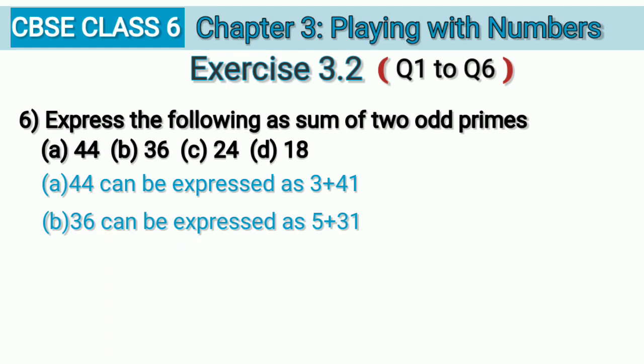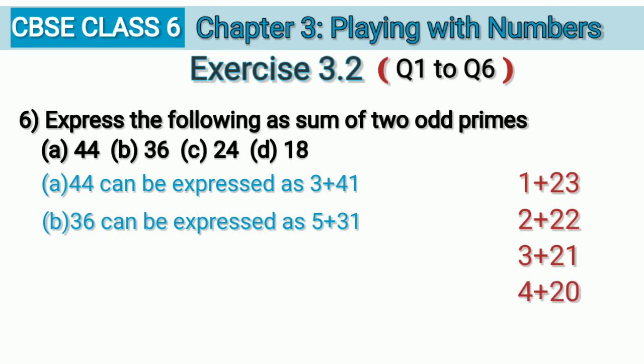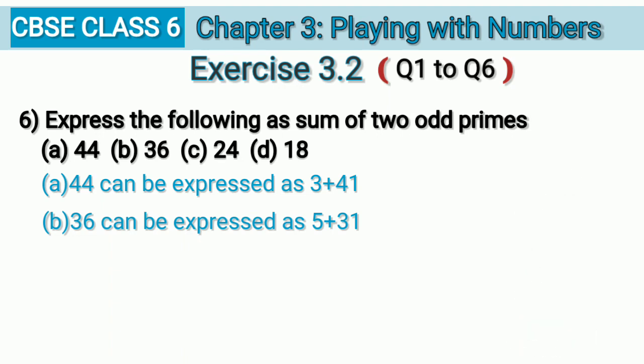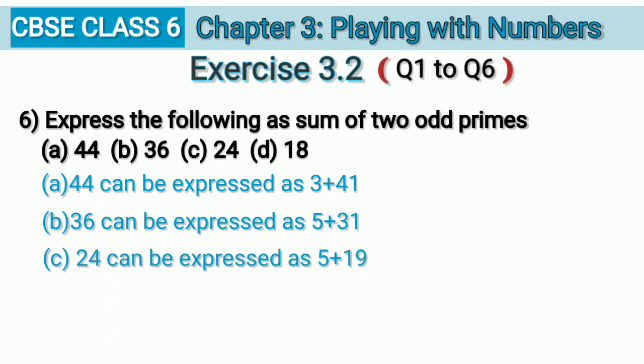Next number is 24. 24 can be expressed as 1 plus 23, 2 plus 22, 3 plus 21, 4 plus 20, 5 plus 19. Out of this, we have to select the combination where both are prime numbers and both are odd numbers. And the correct selection here will be 5 plus 19. 24 can be expressed as a sum of 5 plus 19, which are two odd prime numbers.